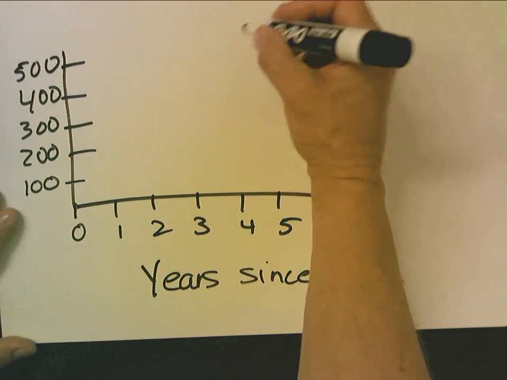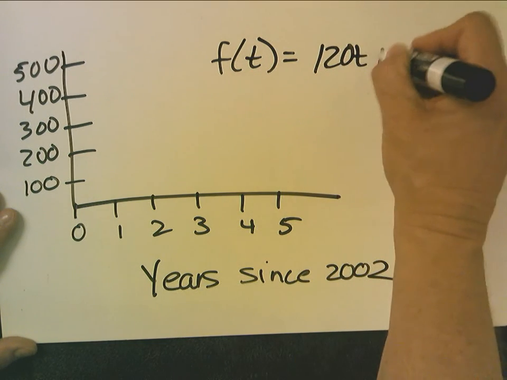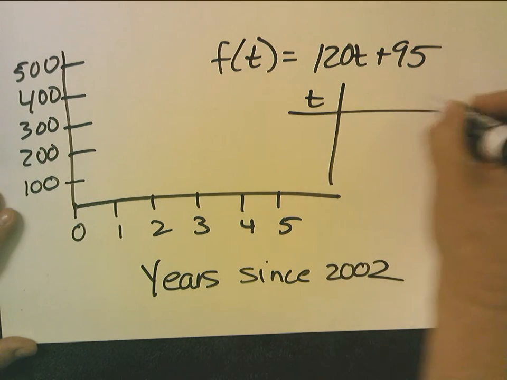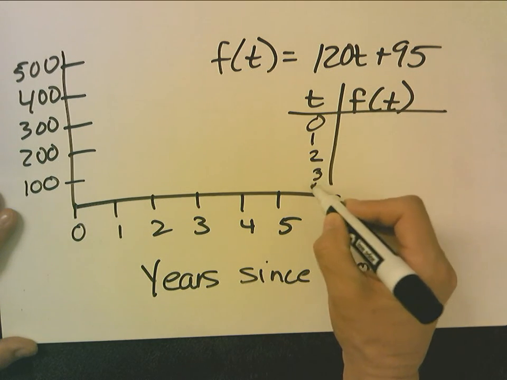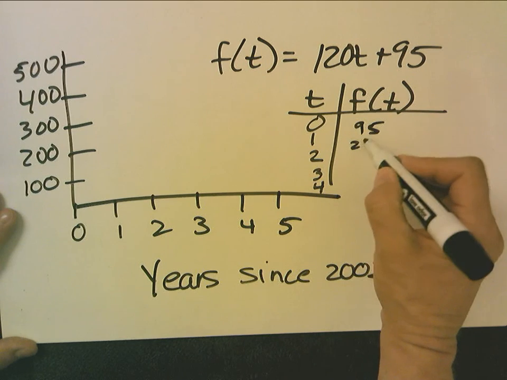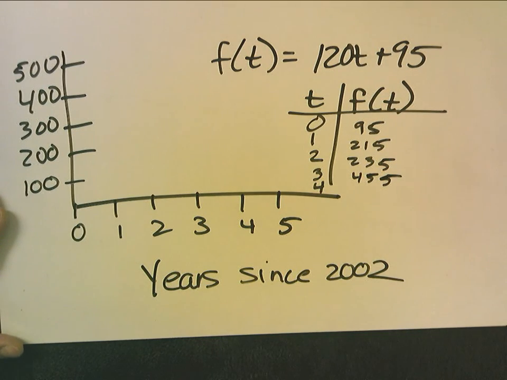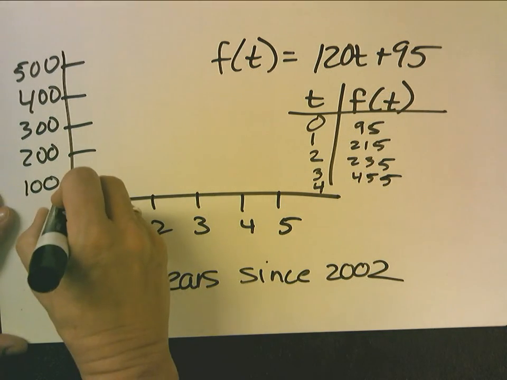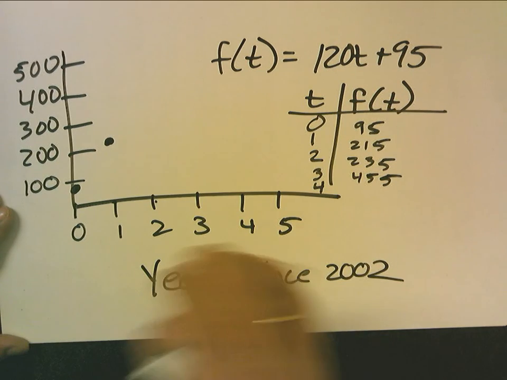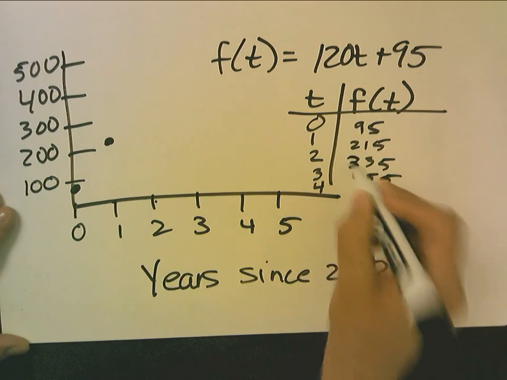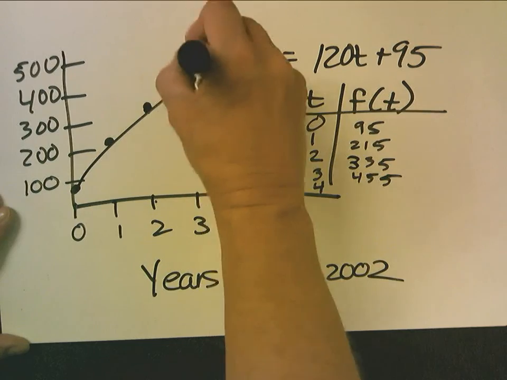Now, our function is f of t equals 120t plus 95. So if I know t, I'm going to find f of t. Well, the minimum number of text messages would be at t equals 0. And when this is 0, this is 95, 215, 335, 455. So you can fill that in. And if I graph it, it looks like this. This is wrong. This is 3. Okay, so it's going to look like that.